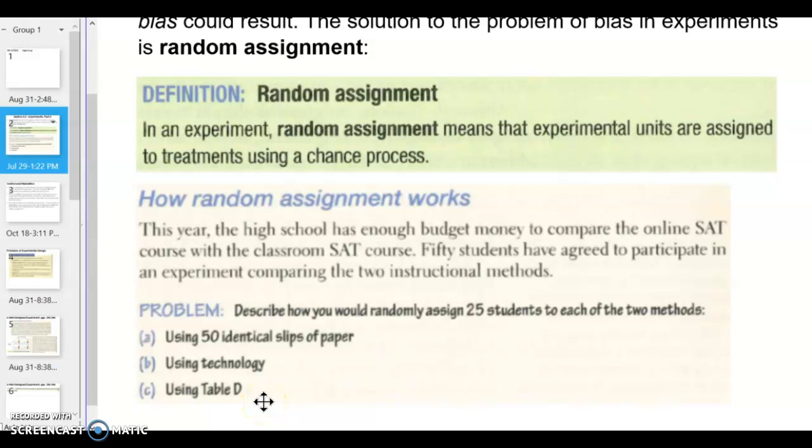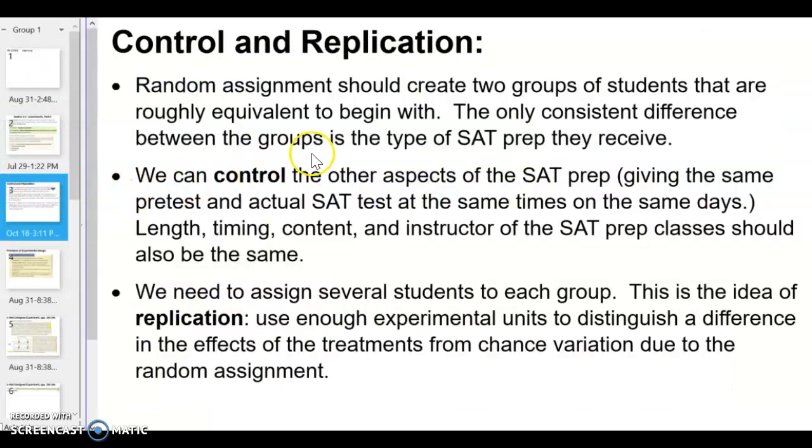Typically on the AP test, they don't ask you to actually do the selection process. They're definitely not going to make you put slips of paper in a hat and select. With the technology and the table, they usually just want you to set it up. They don't actually make you do it. So just talking through or writing through what you should do is really all you have to do in this case. So that's how you randomly assign.